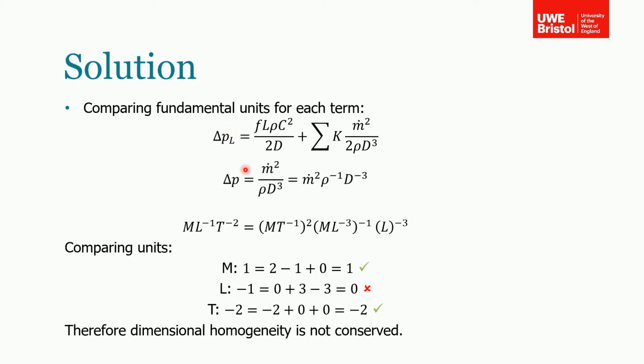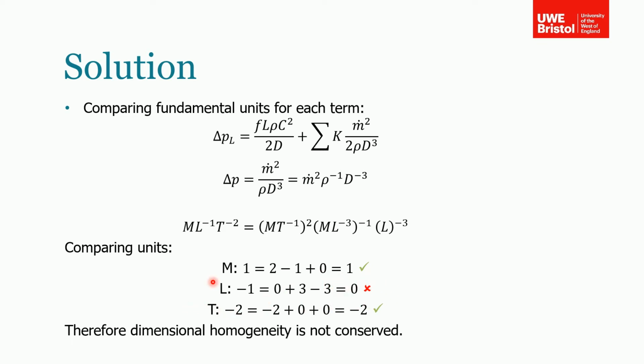So write in the change in pressure, and again K is a constant and 2 is a constant, so we can ignore them, and we just have the variables which actually have units. Substituting in the fundamental units for pressure, mass flow rate, density, and length, then comparing units for mass, length, and time. For mass, on the left hand side we've got 1 unit of mass, and on the right hand side we've got mass squared, -1, so it's 2 minus 1, so 1 is of course equal to 1. Tick. You can see this one here, so I'll come back to it.